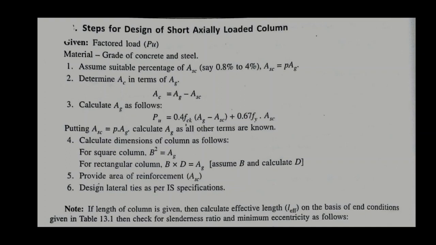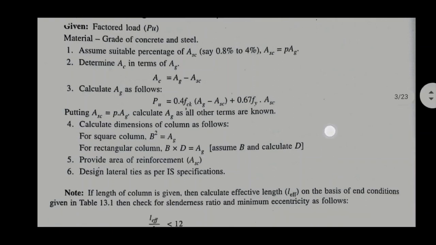Number 4, calculate dimension of column as follows. For square column, B square equals Ag. For rectangular column, B into D equals Ag, where we assume B and calculate D. One value we should assume and one we have to calculate. Now provide area of reinforcement and then design as per IS code. Design the lateral ties as per IS specification.